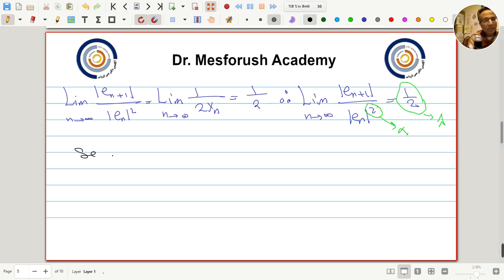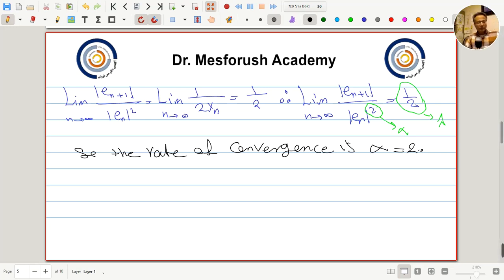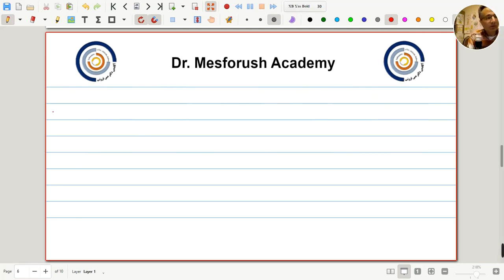Now we can consider the exponent as alpha and this limit as lambda. So the rate of convergence is alpha equal to 2, and we can say that this sequence converges to 1 quadratically. Okay, this is in fact the solution of the problem. Now let me solve another problem. Example number 3.